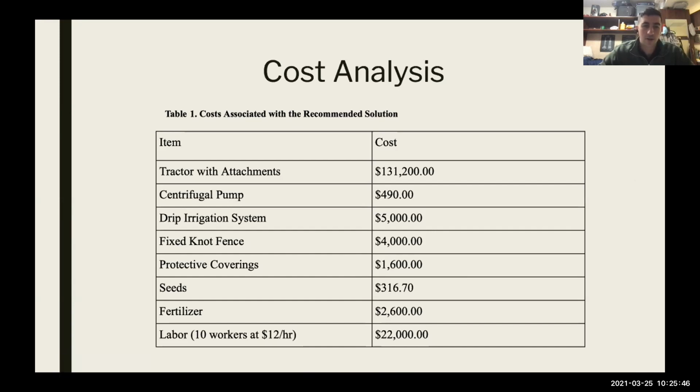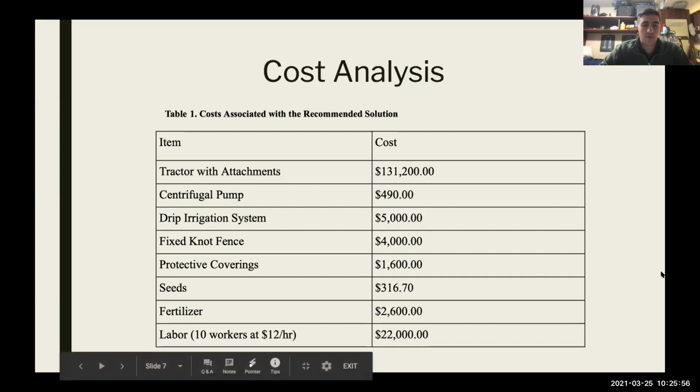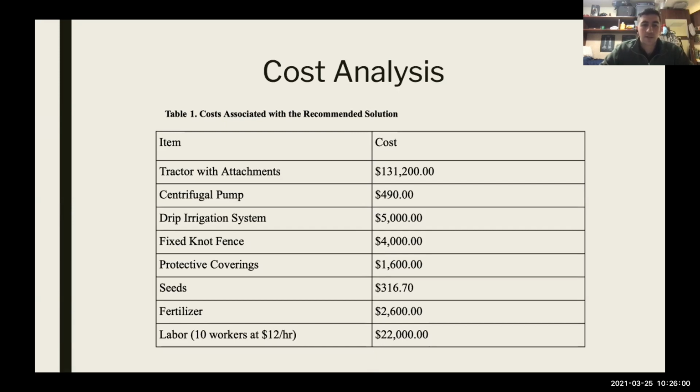Our seeds cost and the fertilizer were calculated with numbers given by A&M, and our labor would be paid $12 an hour, which with 10 workers for 6 months would bring it to a total of $22,000.